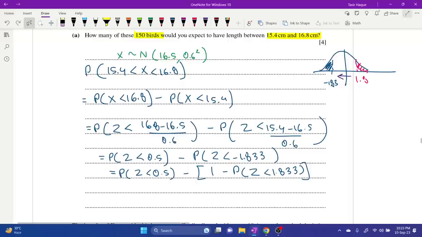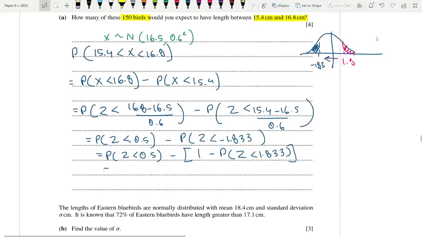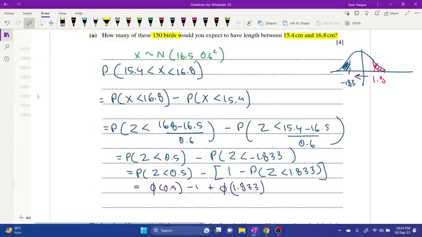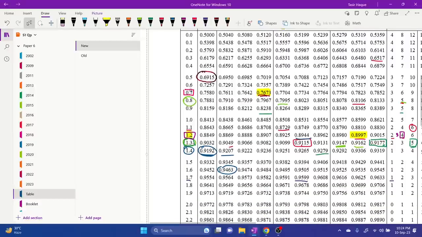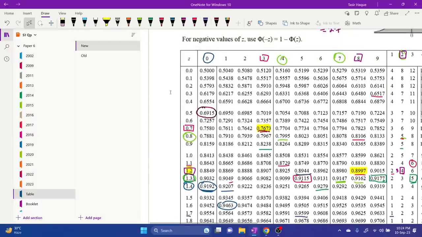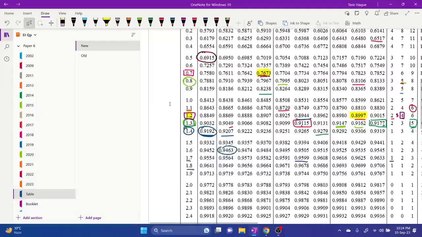I plan to take a whole class on normal distribution later. So this is basically phi of 0.5 minus 1 plus phi of 1.833. So let's check the table. It is 0.6915 and 1.83.